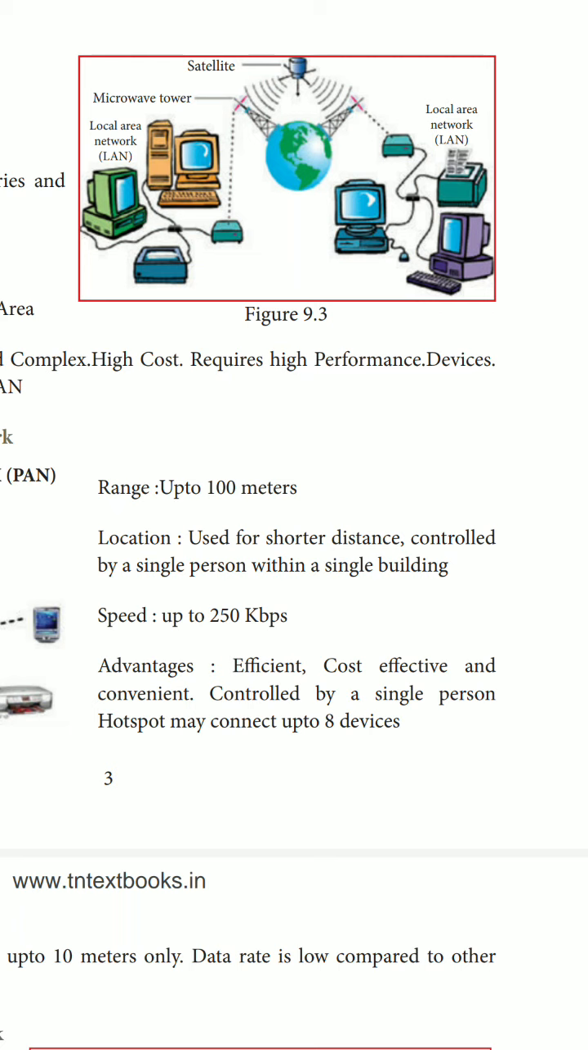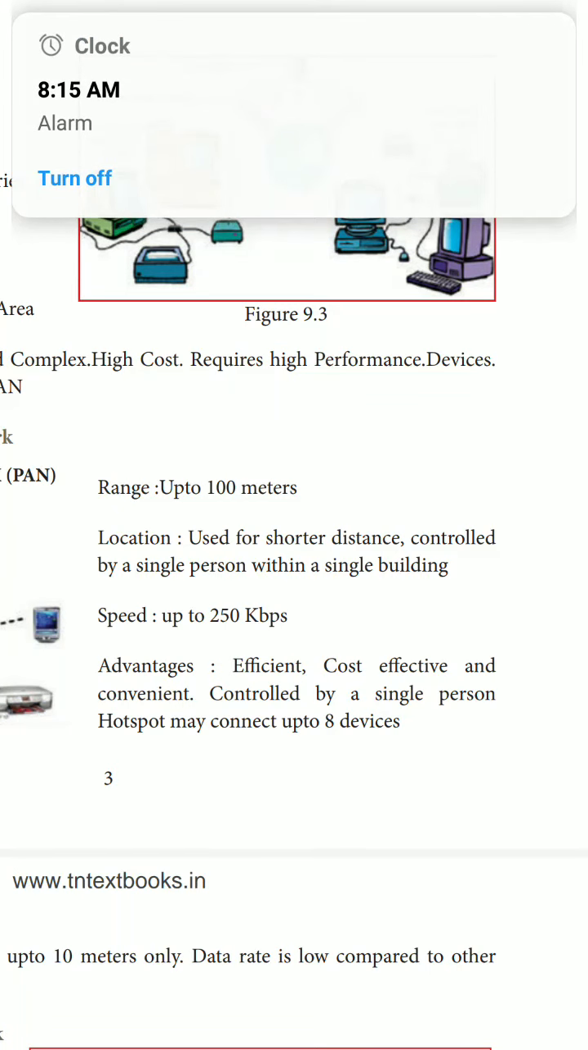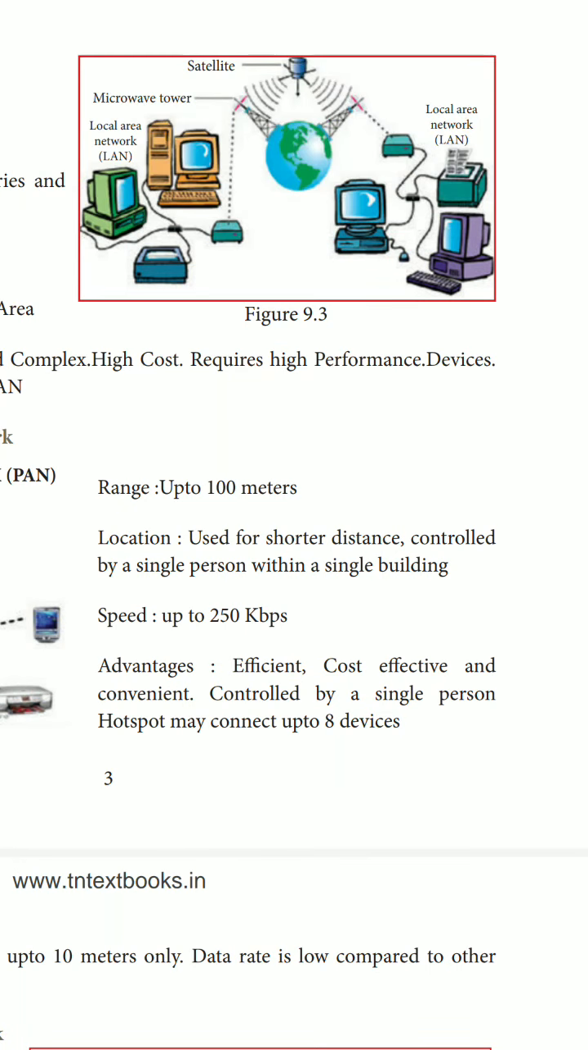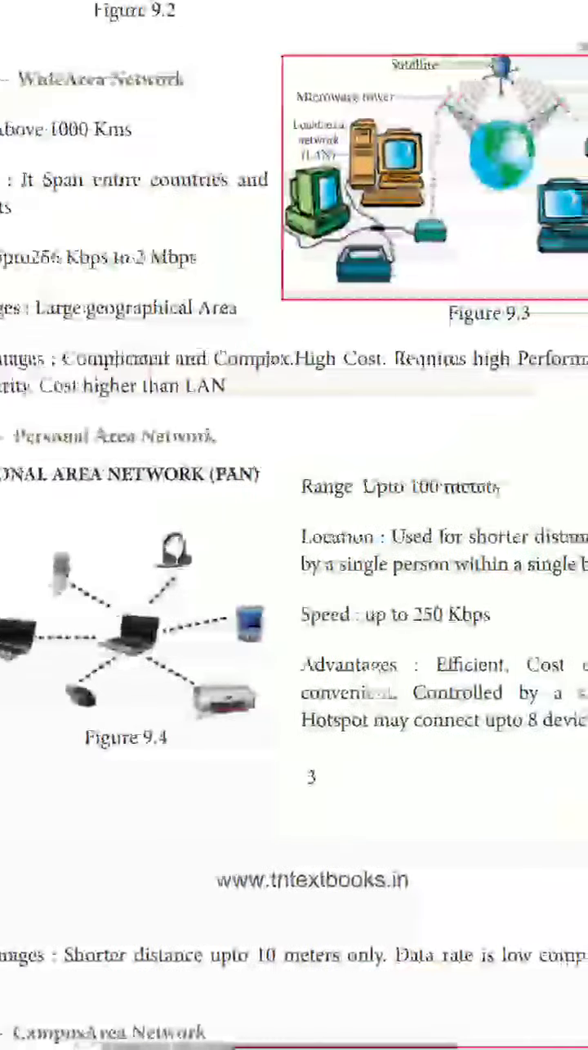When your Bluetooth headphones are connected to your mobile phone, your smartphone, then this is a personal area network. When you are using an electronic device which has another device very near to you, at a very short distance, it is known as a personal area network.